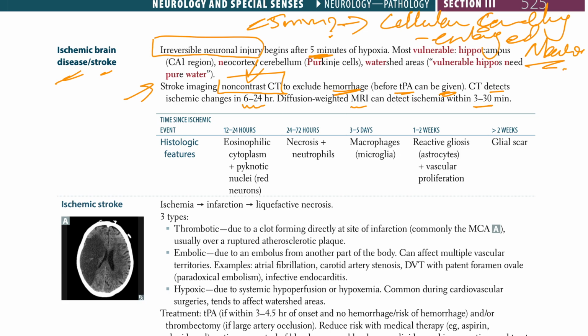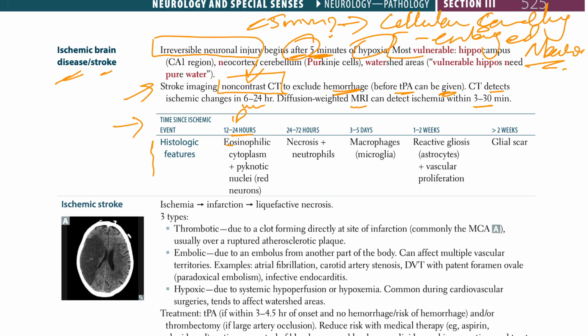And after 5 minutes, it's just hypoxia. You will get, from most vulnerable, there's going to be a lesion on these things. Okay, what else we might see there? Let's look at the time since the ischemic events. So here we have histologic features and the time frame, right? So in 1 day, this is the 1 day, right?